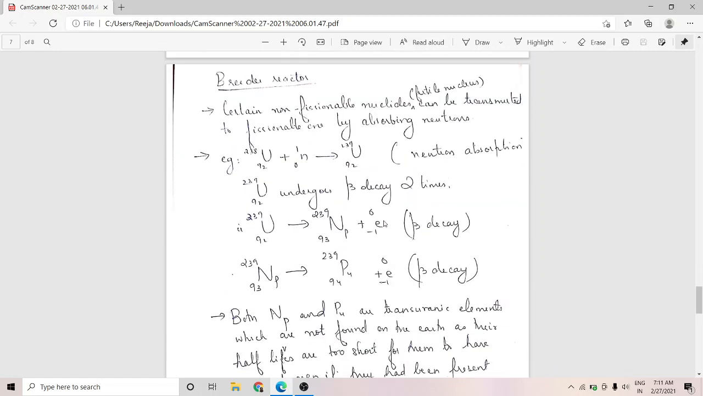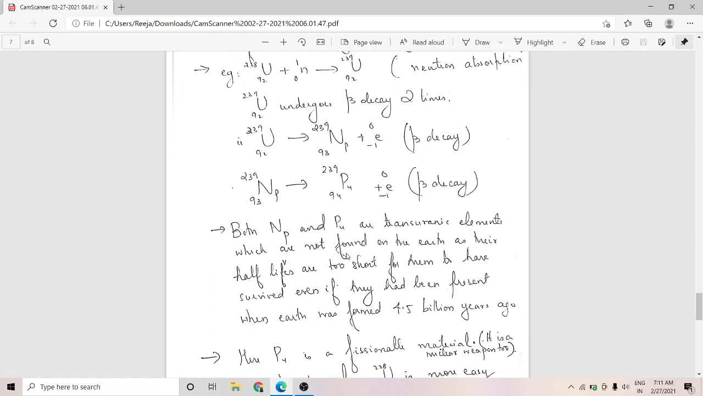Next we come to breeder reactor. There are certain non-fissionable nuclei which can be transmuted into fissionable ones. For example, uranium-92-238. It absorbs a neutron, it becomes uranium-92-239. After that, it undergoes two steps of beta decay. That is, uranium-92-239 undergoes first beta decay to form neptunium-93-239. And once again, neptunium undergoes one more beta decay to form plutonium-94-239, which is a fissionable material and it can undergo fission.